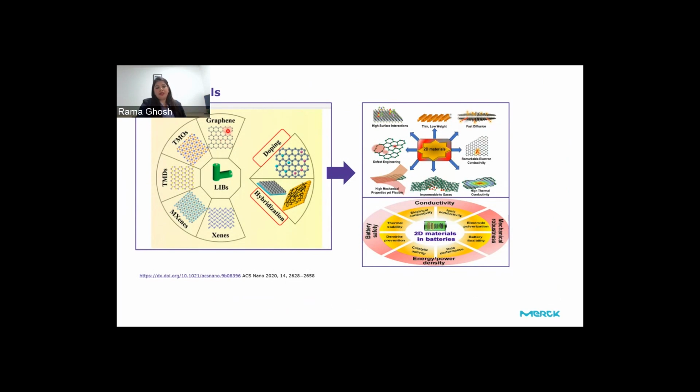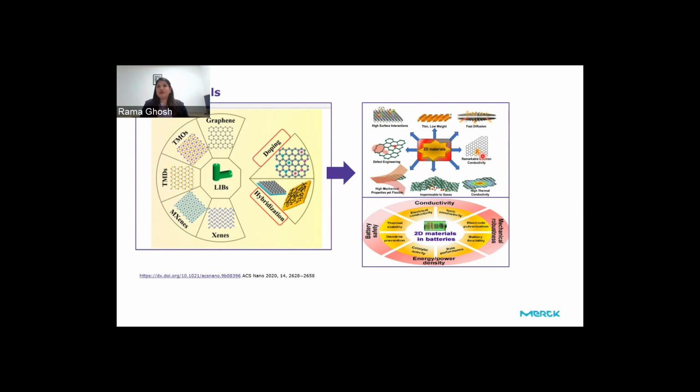For example, graphene, transition metal oxides, transition metal dichalcogenides, MXenes, and their precursors have high potential to be used as cathodes and anodes. The reasons are their high surface interactions, they are very lightweight, and they have remarkable electron conductivity. At the same time, they have higher thermal stability and thermal conductivity. Mechanical strength is very important when you're choosing an anode or cathode.